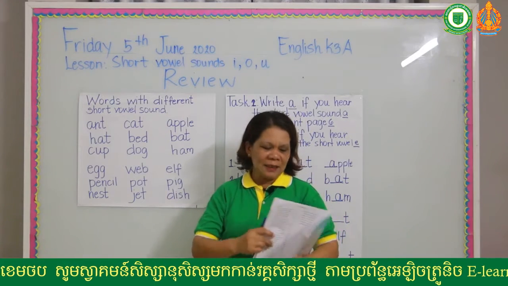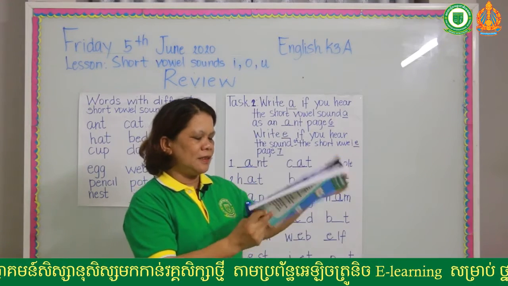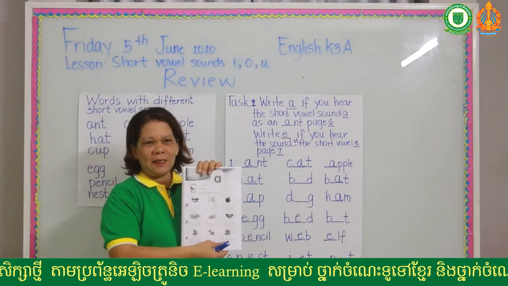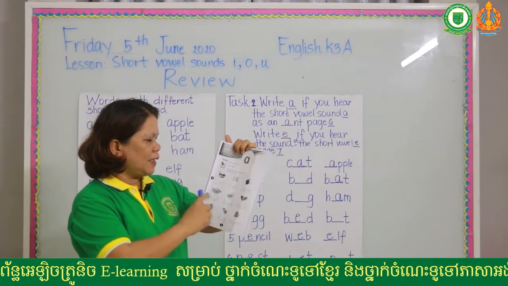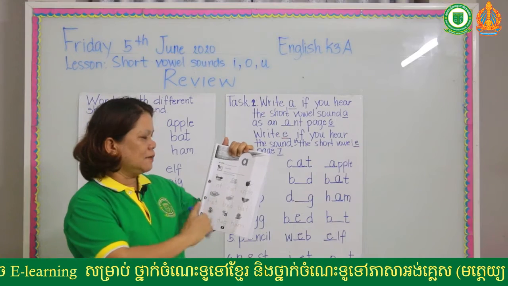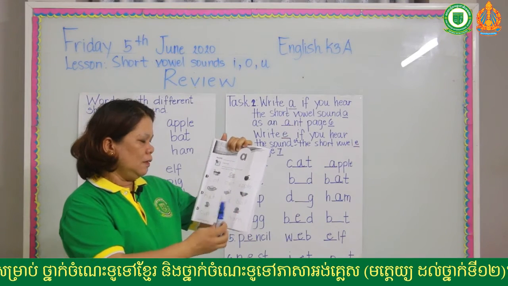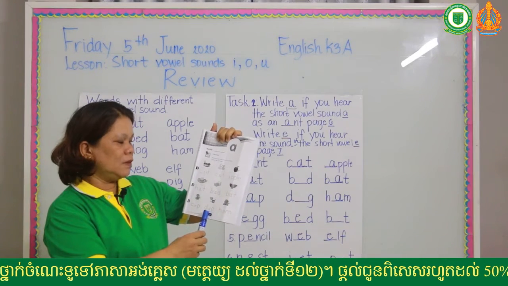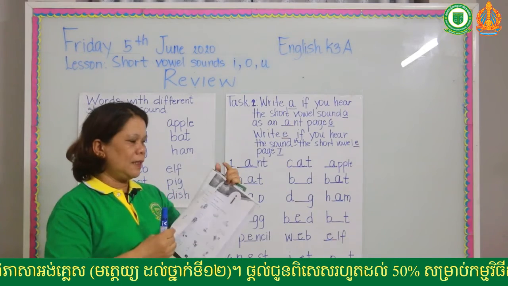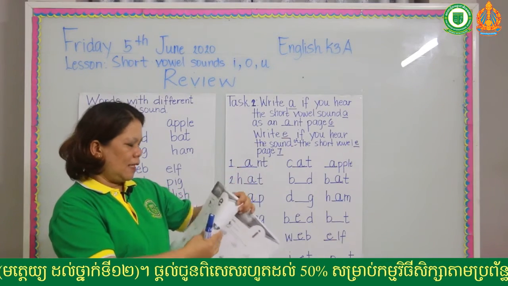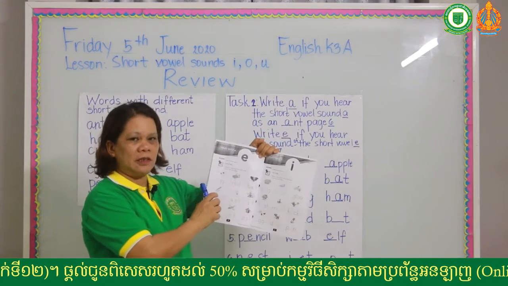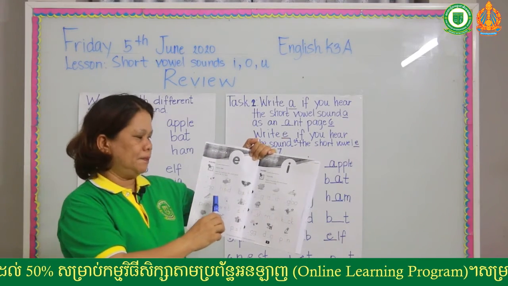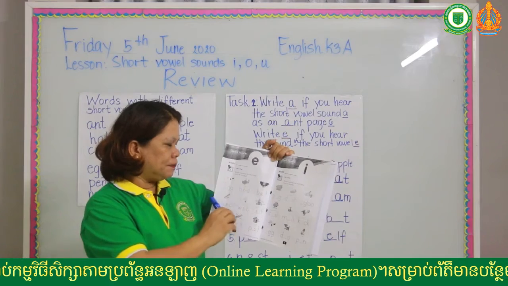Okay, so you can see your activity book at page 6. That's why I did not draw anymore. Just look at your book at page 6 and you can see the pictures of an ant, a cat, apple, a hat, bed, bat, cup, dog, and ham. These are words with the pictures. Okay? So always remember the pictures and their names. And please read very well.